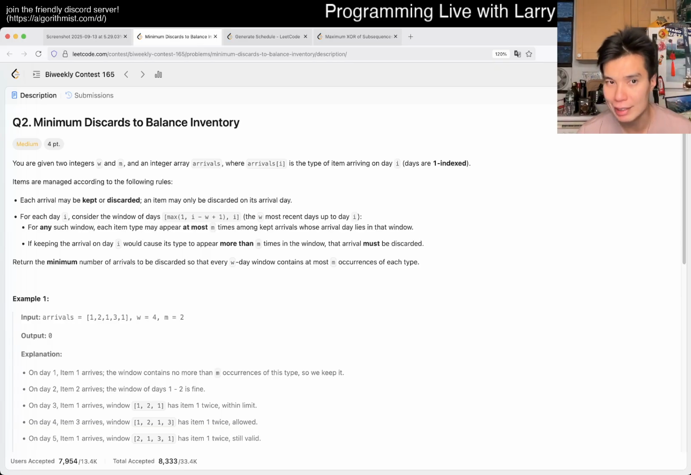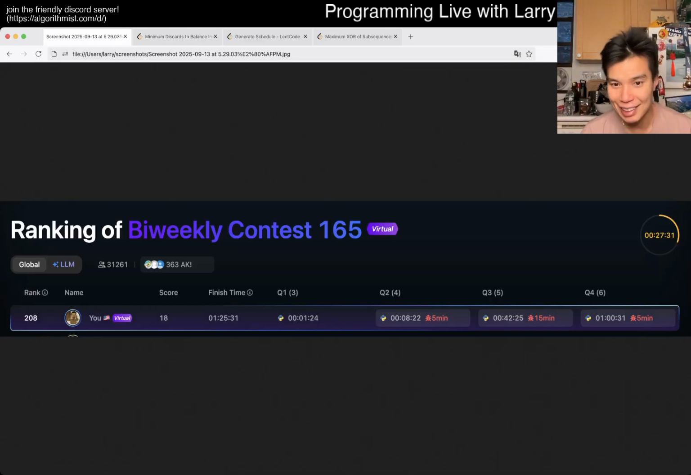This one is a very standard sliding window problem. You have a window of length W, I think it's W, and you just gotta keep track of, for everything that you put in, whether you need to discard it immediately, right? And that's it. That said, I still got a wrong answer.